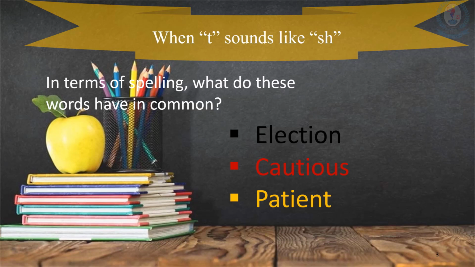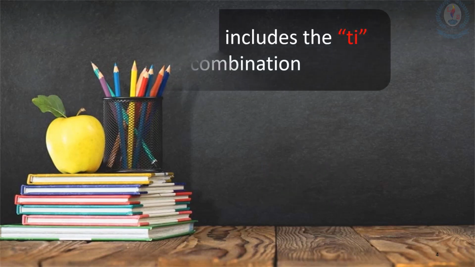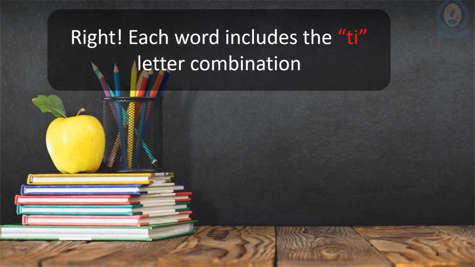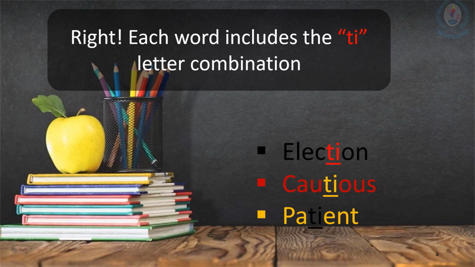Listen to me carefully, children. Election. Cautious. Patient. Did you find the answer? Right. Each word includes the T-I letter combination. Look at this. Election. Cautious. Patient. So you can see each word includes the T-I letter combination.